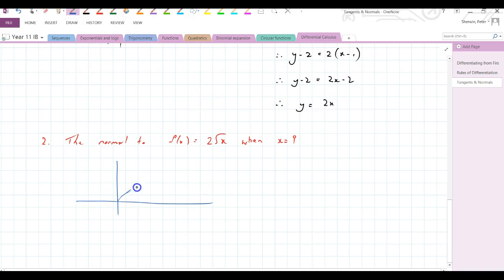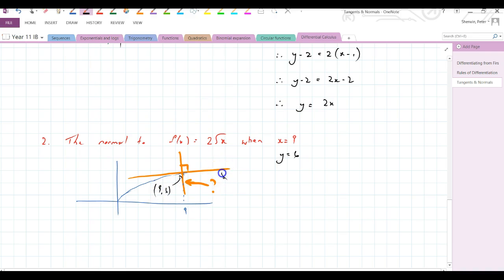You know what 2 root x looks like, don't you? Something like this. When x equals 9, so out here somewhere, what's the equation? Not of the tangent this time, but of the normal. We want that one there. So what's the point? Firstly, what's this point here? When x is 9, y is equal to 2 root 9, which is 6. So we now know that that is the point 9, 6.